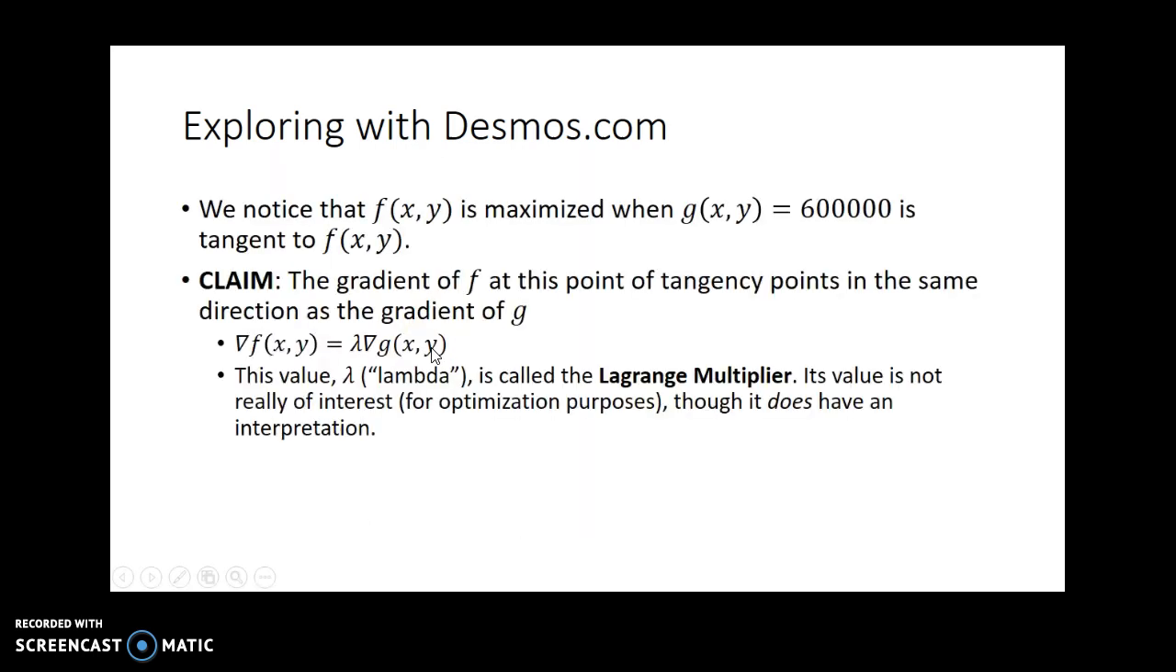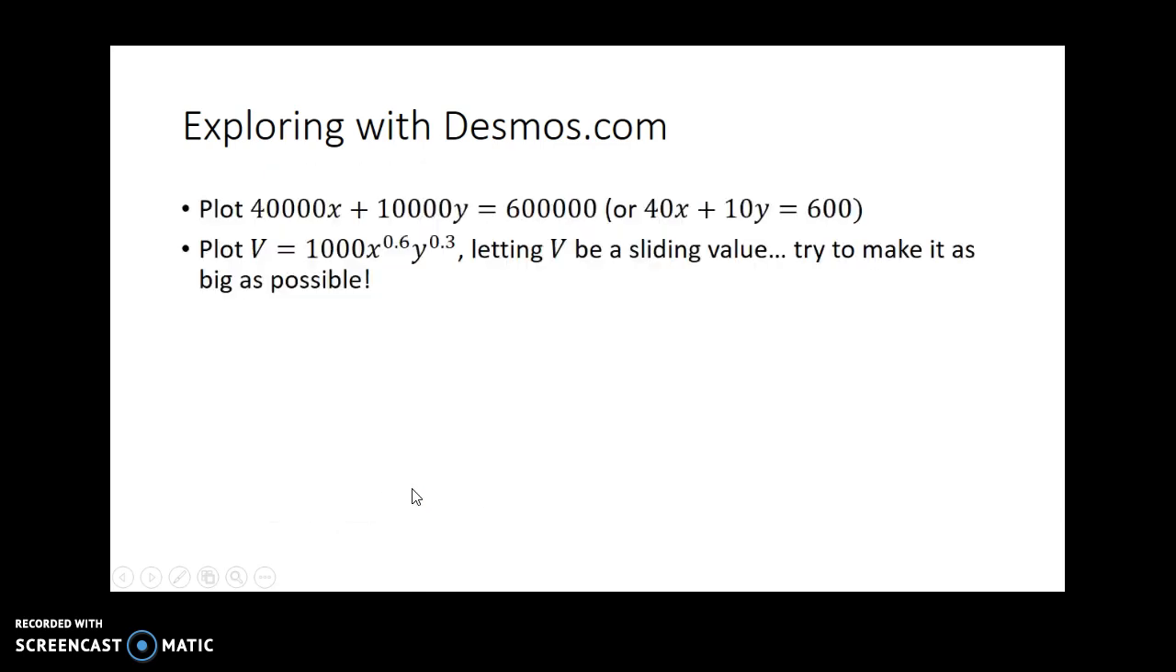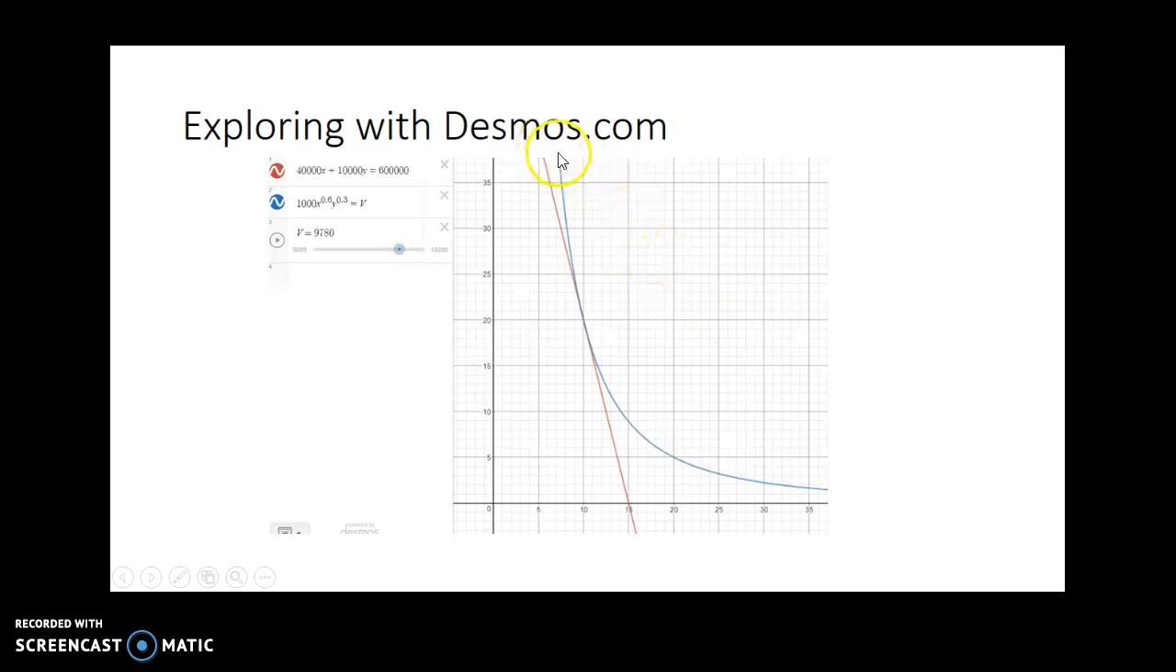And one other thing that we're going to claim here is that when that happens, the gradient of f at this point of tangency points in the same direction as the gradient of g. So we get into gradient conversations here. The gradient of this one and the gradient of this one, we're arguing, point in the same direction. We're not going to prove that here, but if you think about where the gradient points, it always points towards the direction of maximal increase in the surface.